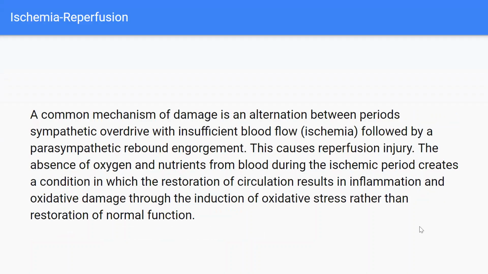A common mechanism of damage is an alternation between periods of sympathetic overdrive with insufficient blood flow, or ischemia, followed by a parasympathetic rebound engorgement. This causes reperfusion injury. The absence of oxygen and nutrients from blood during the ischemic period creates a condition in which the restoration of circulation results in inflammation and oxidative damage through the induction of oxidative stress rather than restoration of normal function.